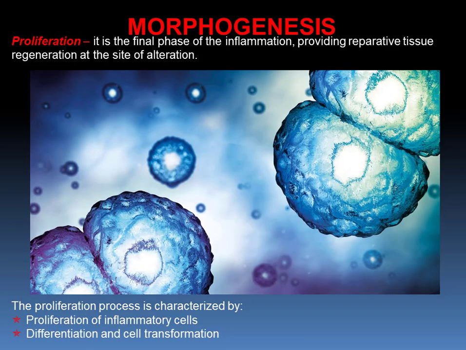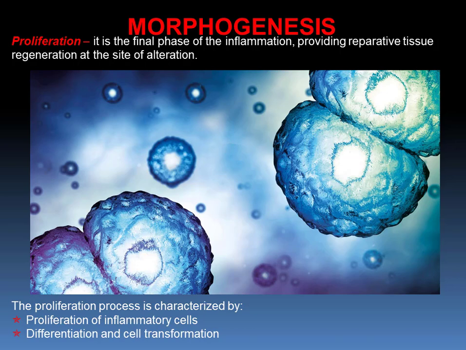The last, third stage of inflammation is named proliferation. It provides reparative tissue regeneration at the site of damage. Proliferation is characterized by proliferation of inflammatory cells, such as macrophages, also proliferation of cambial mesenchymal cells, smooth muscle cells, epithelium, and so on.